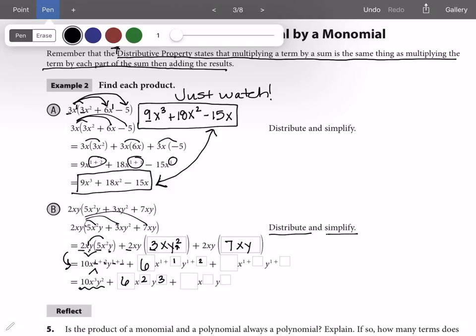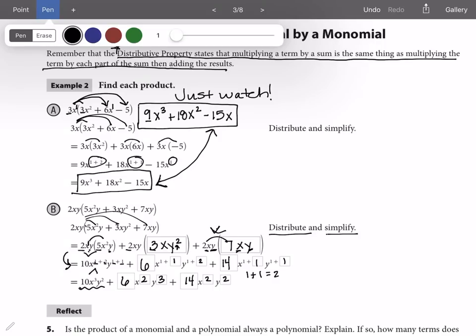Now I'm going to go to my last term here, and I have 2 times 7, which is 14. I have 1x here, 1x here, and 1y here, 1y here. And so I have 14x squared y squared, because 1 plus 1 equals 2.